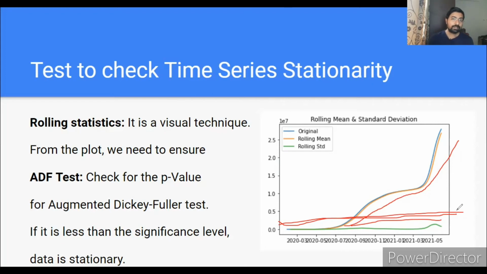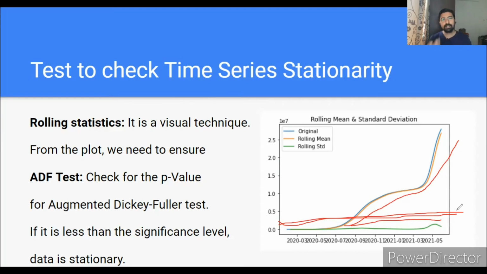Next thing is, you have some statistical model, like hypothesis testing. What is the null hypothesis? That means you assume your data is not stationary. Then you have a significance level, let's say 0.05. A p-value is calculated, and if it is less than 0.05, then we will reject the null hypothesis and accept that the data is stationary.